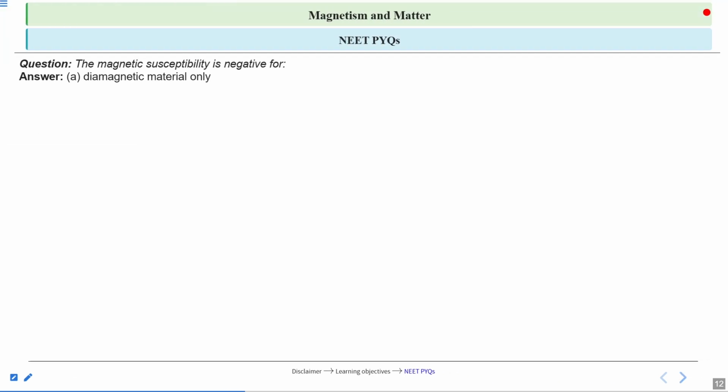So let's see the solution. The correct option is A, diamagnetic material only. Using concept 19.13, magnetic susceptibility is given by chi equal to M upon H, NCERT equation 5.13. So M here is magnetization and H here is magnetic intensity.